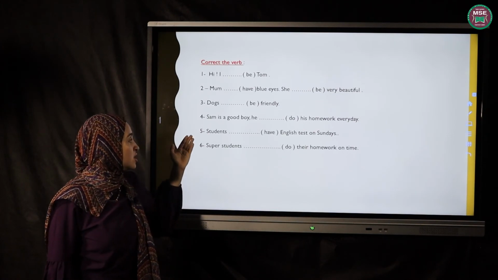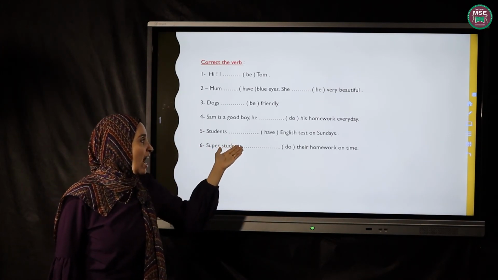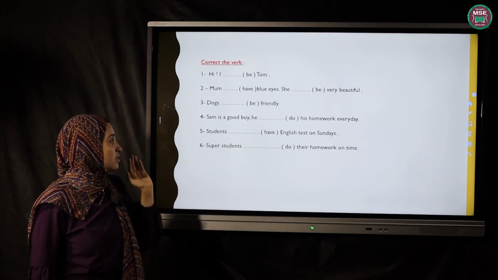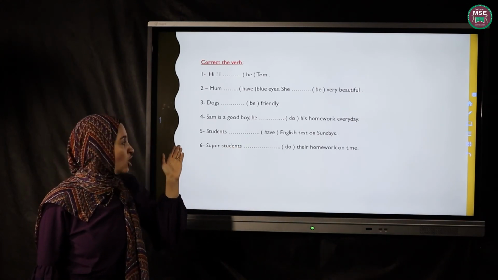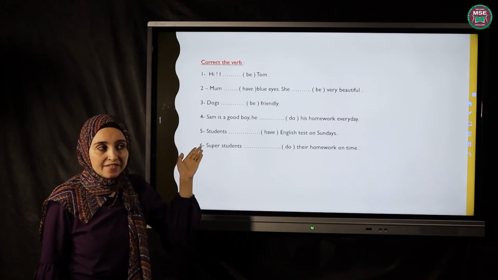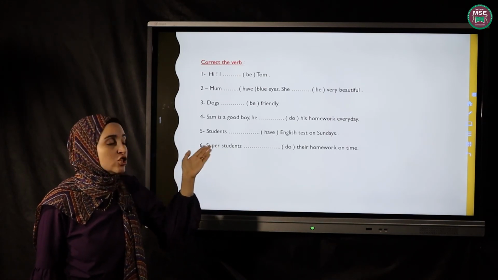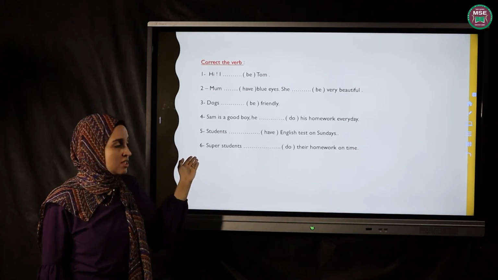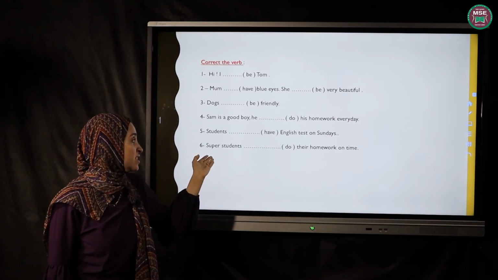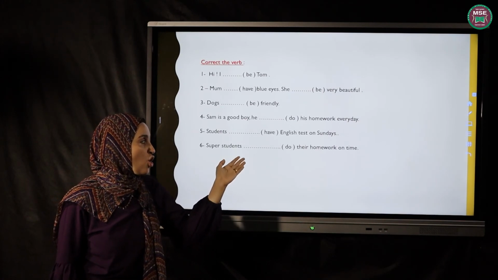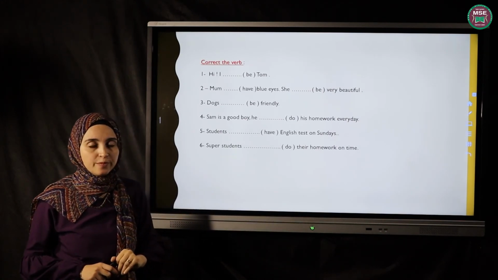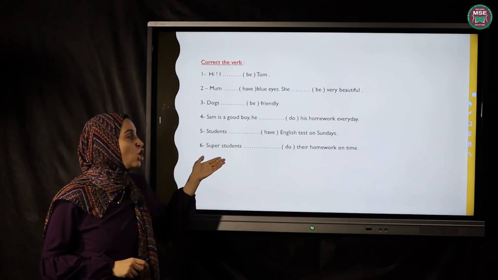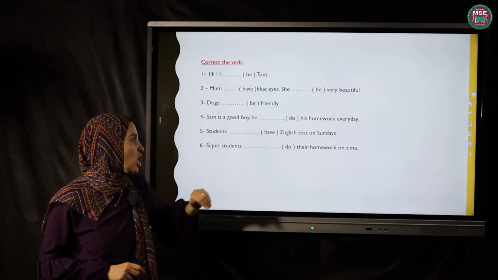Number 5, students have English test on Sundays. Good job. Students have English test on Sundays. Last one, who can answer this? Super students do their homework on time.